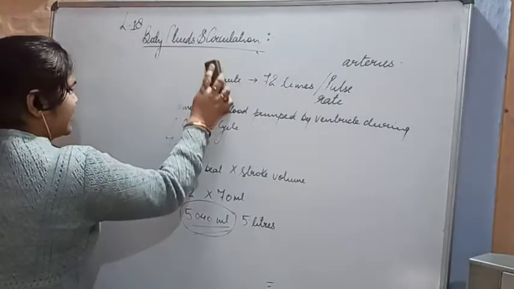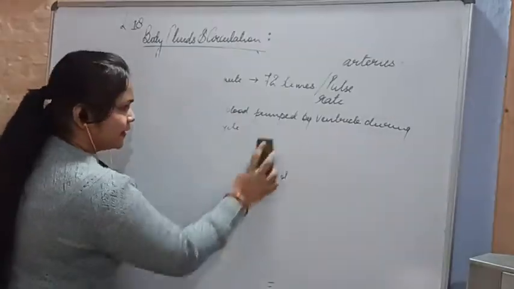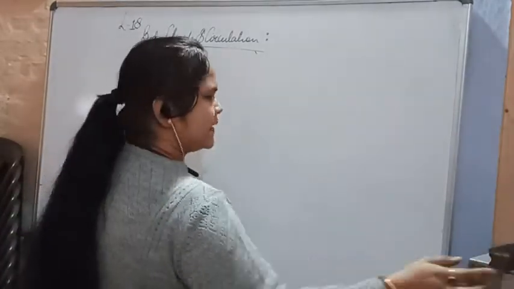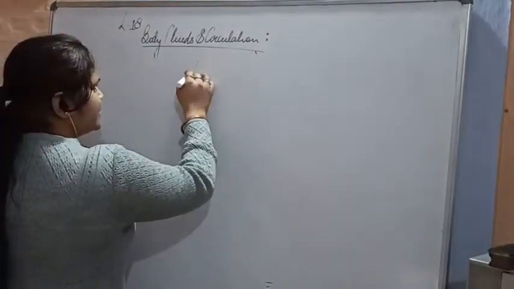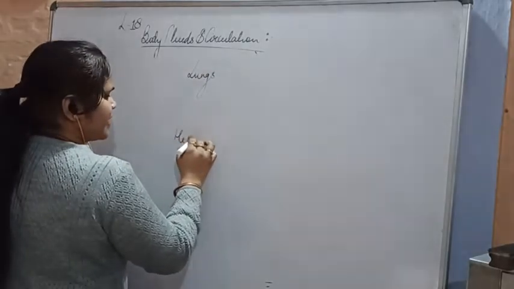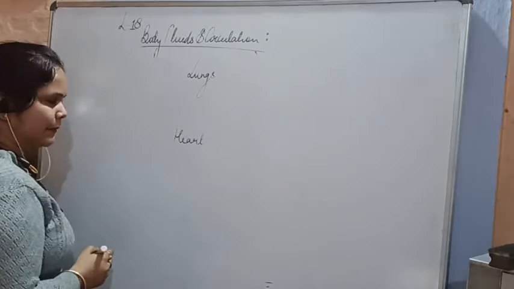Now let's check the double circulation in human beings. How is the double circulation occurring? It's very easy to understand. These are our lungs, and this is our heart. So what is happening basically is this.